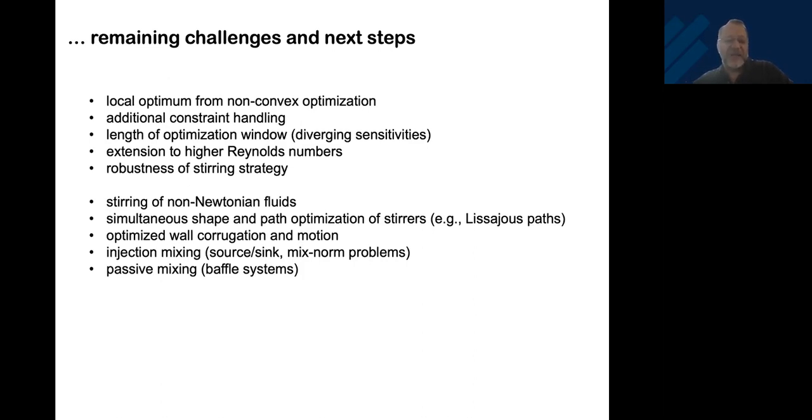We can also optimize, of course, the wall. We can have wall corrugations. Wherever we see that a big vortex runs into a wall, we can make a little bit of a fence there to split it nicer. We can also do injection mixing, where we have a source and a sink. So we pump in something that is not mixed, and we suck it out on the other side, hopefully in a mixed way. And we can also design passive mixing by pressing unmixed binary fluid through a kind of baffle system that does the mixing for us, and then design that baffle system in an optimal way.